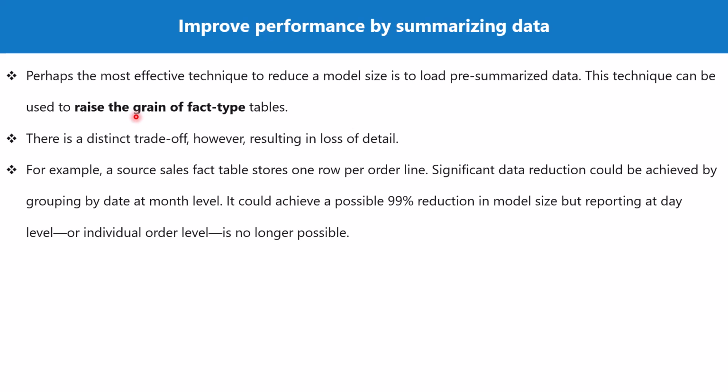Let's try to understand this concept of granularity and level of detail through an example. For example, we have a source sales fact table, and it stores one row per order line. Significant data reduction could be achieved by grouping by date at a month level. It could achieve a possible 99% reduction in model size, but reporting at day level or individual order level is no longer possible. So let's take an example of a sales table.